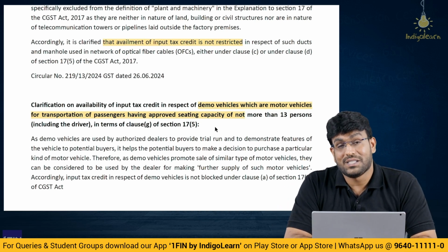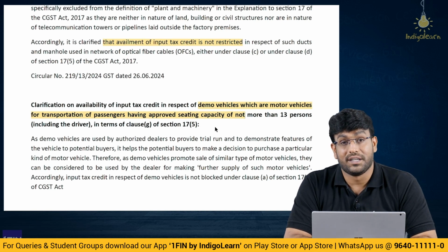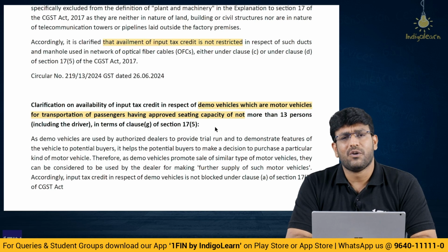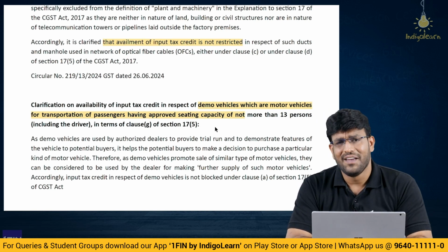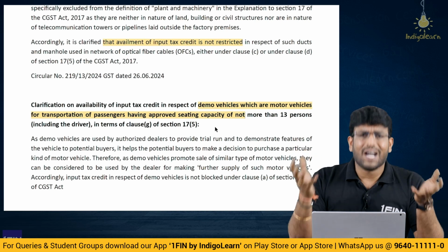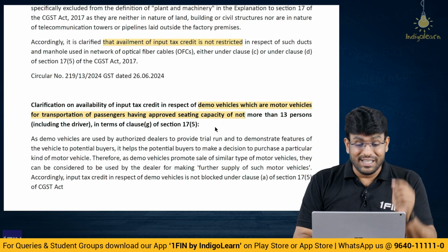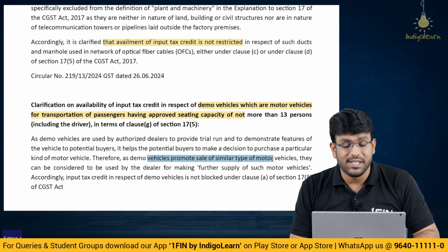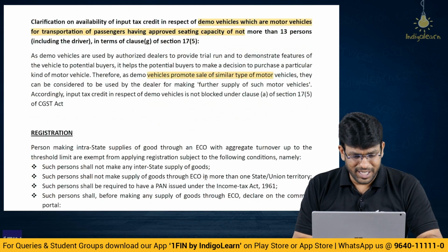And we know that as per section 17(5) clause (a), for a motor vehicle where seating capacity is not more than 13, ITC is not allowed. And when we talk about a demo vehicle, this is nothing but a vehicle which is used in the course of furtherance of business. Without a demo vehicle, which customer is going to come and book the vehicle? That is the reason why they have clarified that this demo vehicle is used for promoting the sales and accordingly ITC will be allowed. Next point.